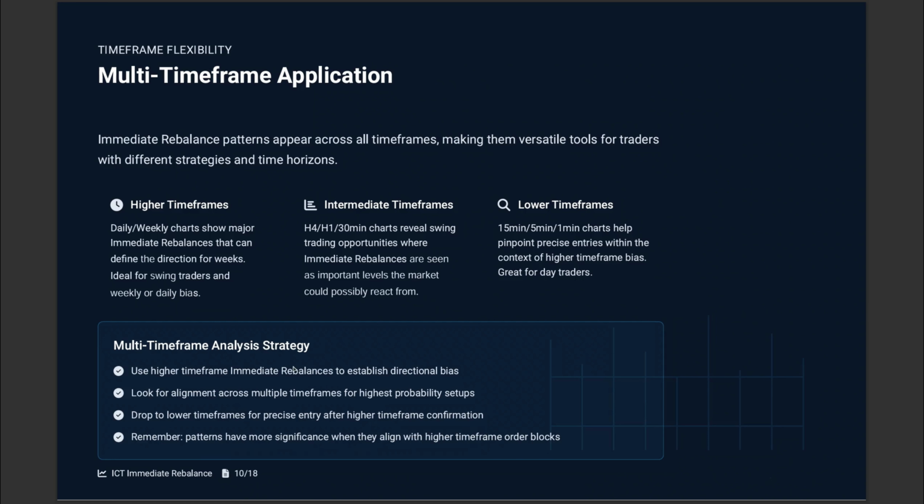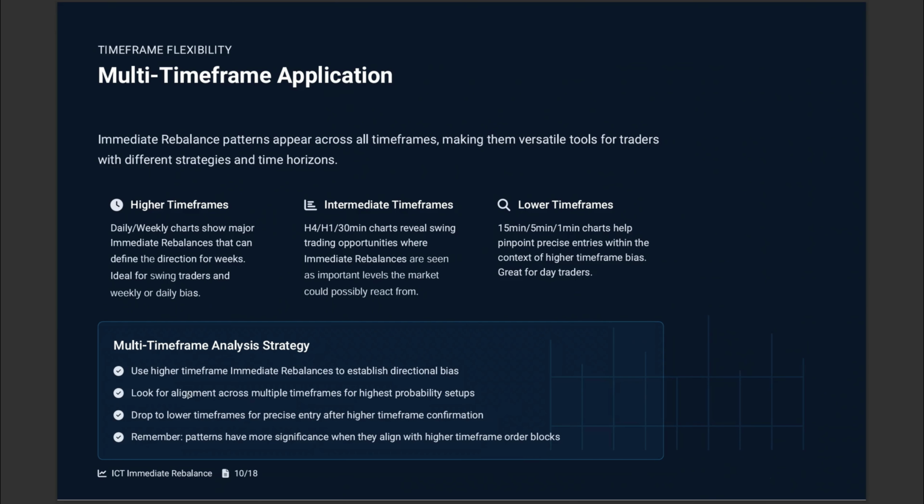All right. Now, multi-time frame analysis strategy. First thing, use higher time frame immediate rebalances to establish directional bias. Next is look for alignment across multiple time frames for highest probability setups. Next is drop to lower time frames for precise entry after higher time frame confirmation.